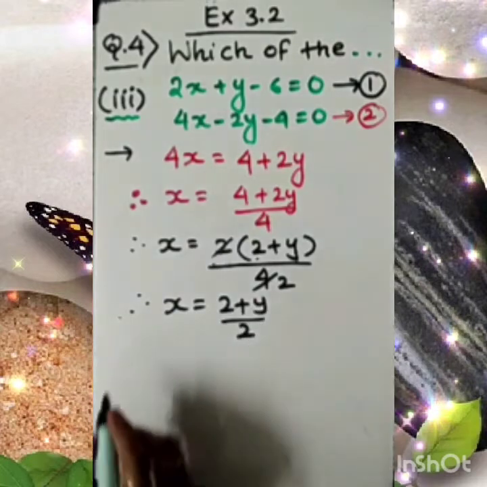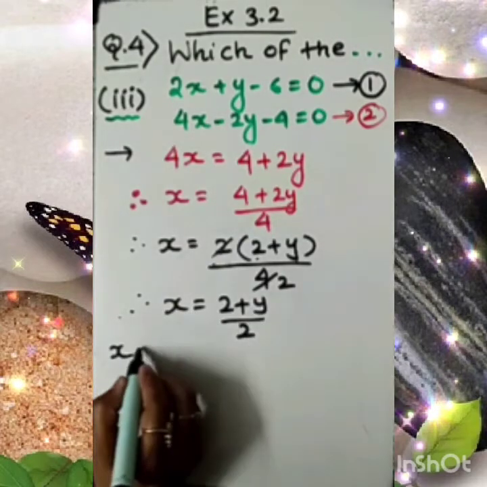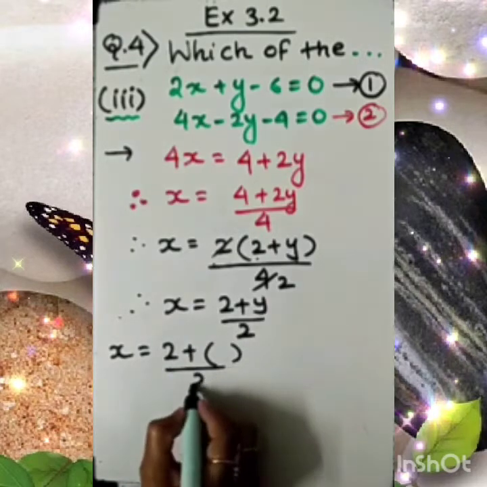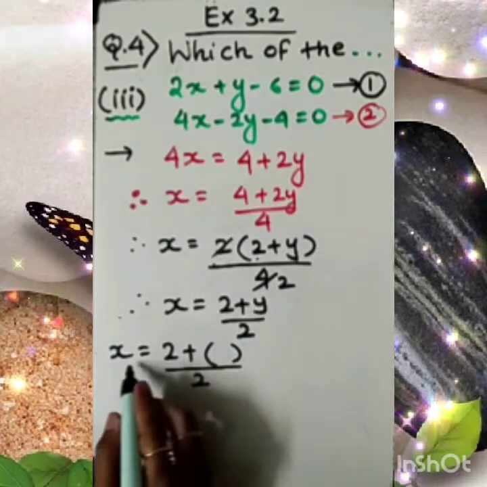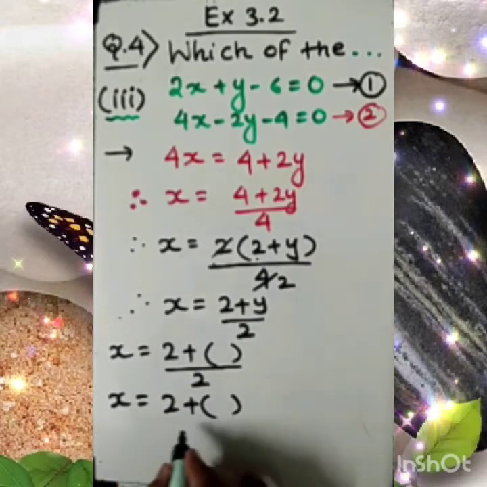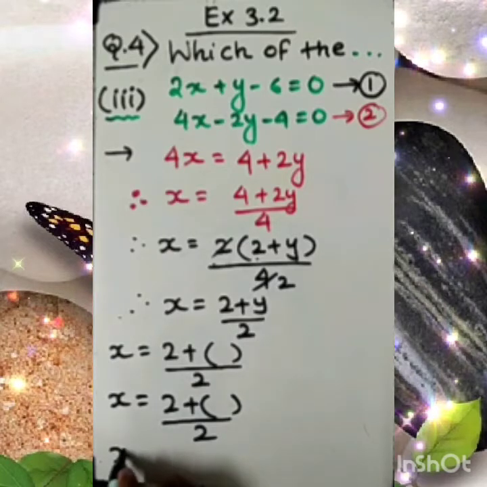Now in this equation, I am going to put the value of y. For different values of y, we must get the value of x. Okay, so just observe what I am choosing here.